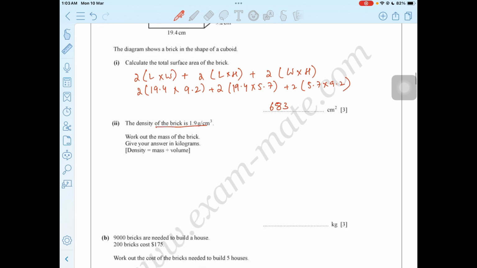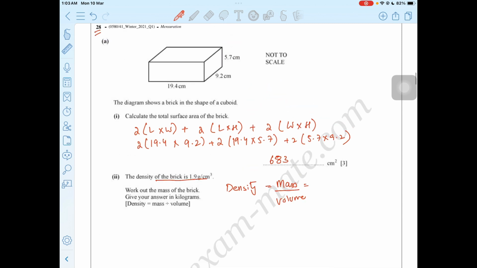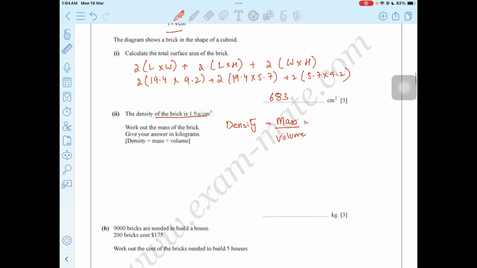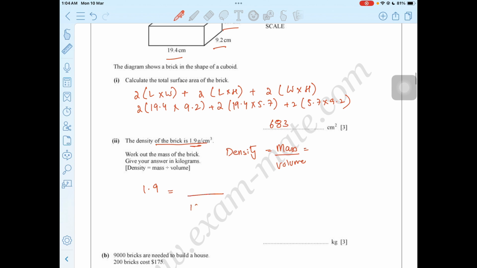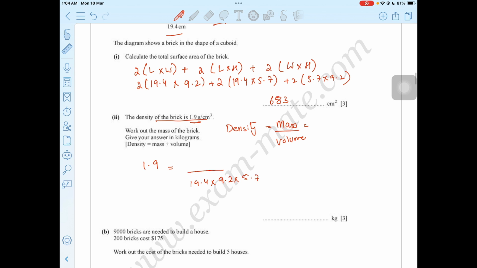Now we have the density of the brick is 1.9 grams per centimeter cube. Work out the mass of the brick, right? So density is basically mass over volume, which is given. Our volume would be 19.4 multiplied by 9.2 multiplied by 5.7, right? So we have our density as 1.9 grams per centimeter cube, and we have our volume as 19.4 multiplied by 9.2, then multiplied by 5.7. This gives our mass in grams. You multiply this over there.